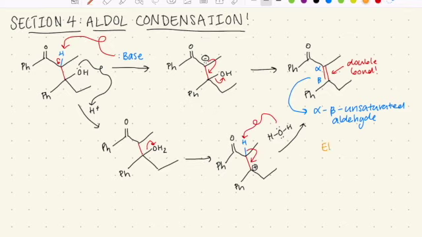So this last step might look really similar to the elimination reactions we learned in Orgo 1, but it's not quite that elimination. It's called E1CB, and it's specific to this aldol condensation reaction.